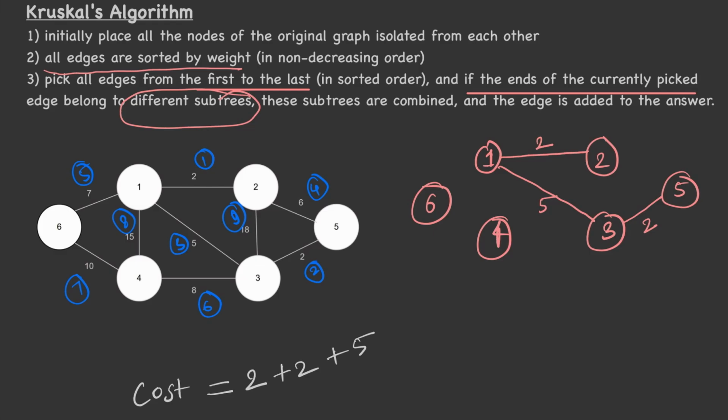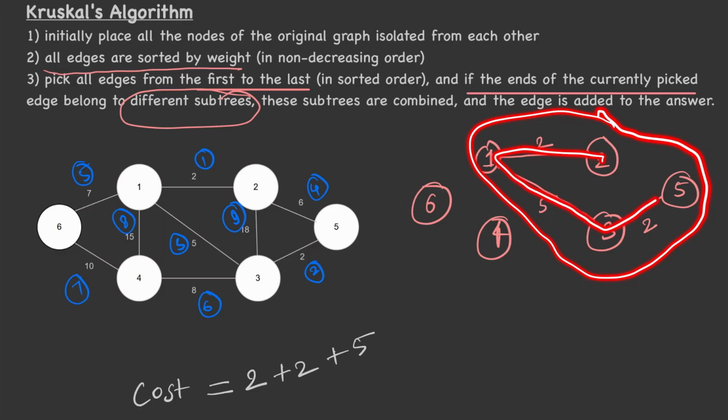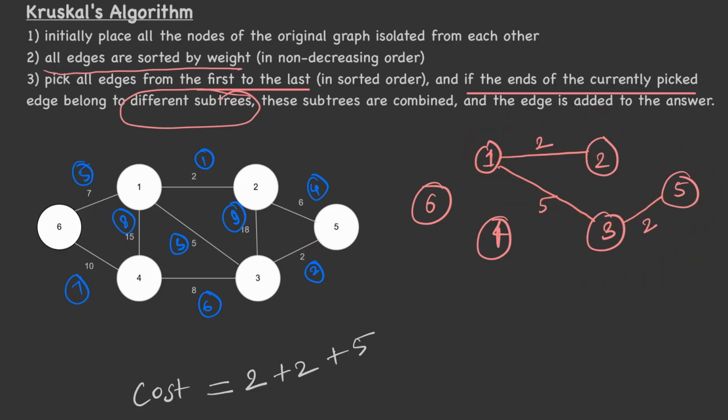Now let's take the fourth edge which has a weight 6, which is connecting 2 and 5. Now 2 and 5 are already part of the same subtree. See, this is the same subtree, right? They already are connected. You can travel from 2 to 5. So once we encounter an edge whose ends are already connected, they are already part of the same subtree, we will ignore it and we will not consider it.